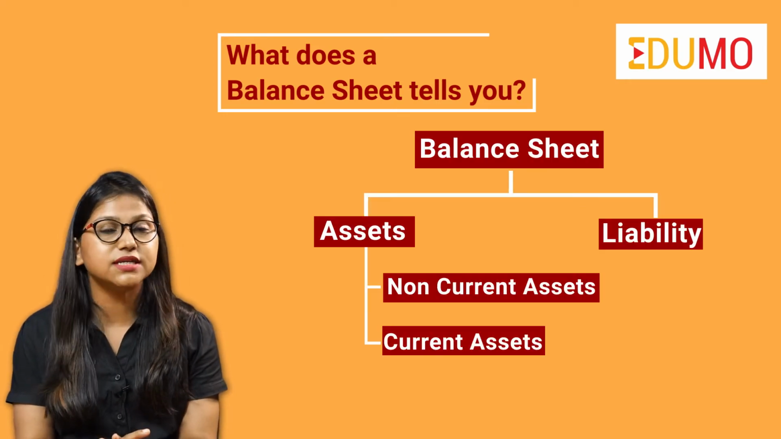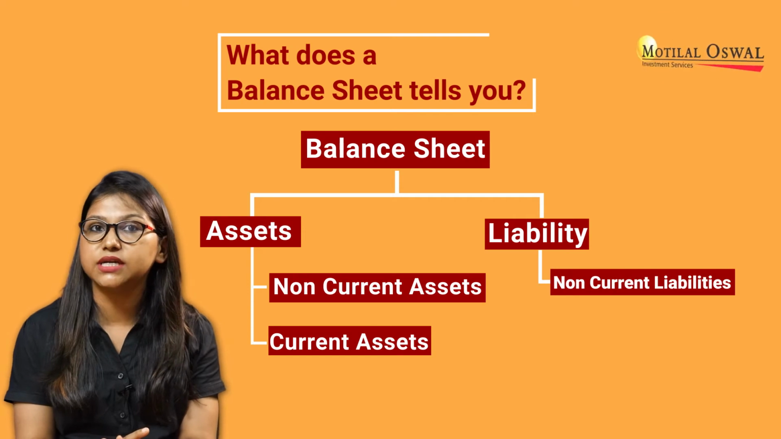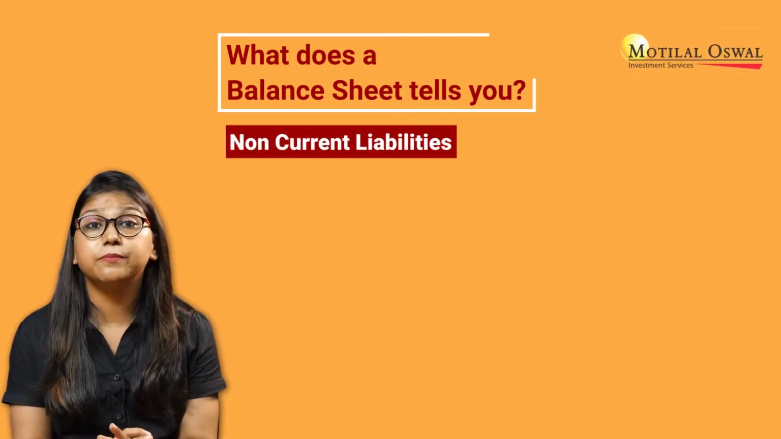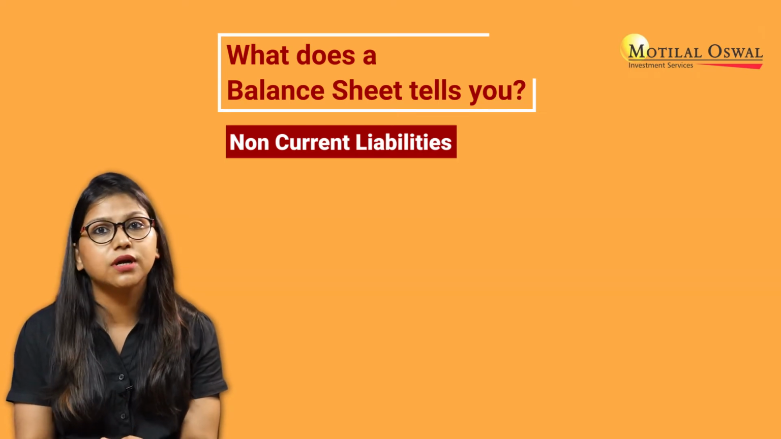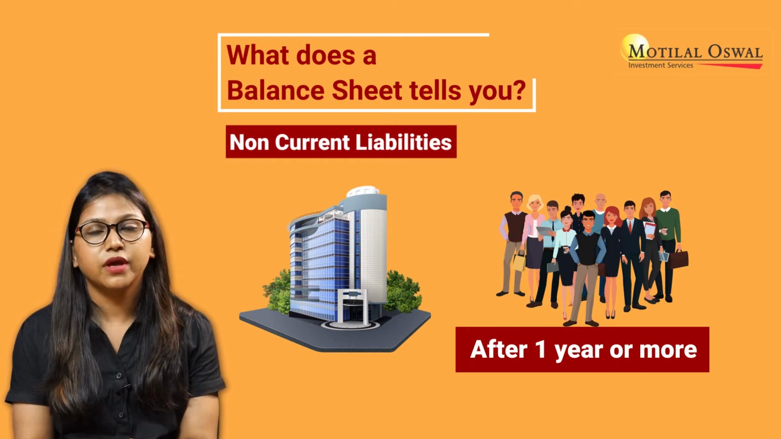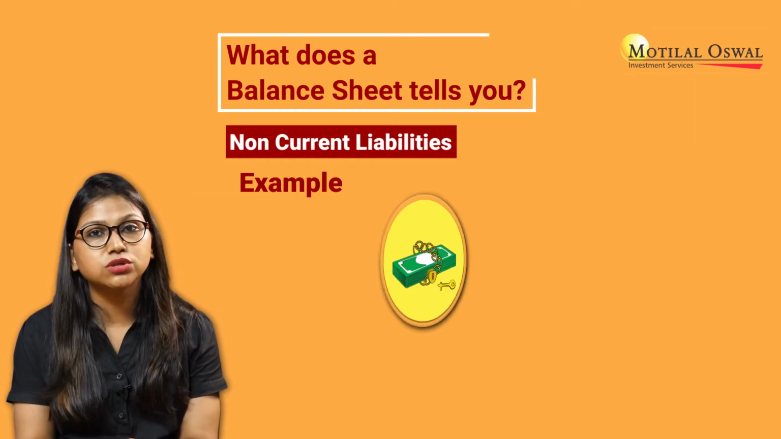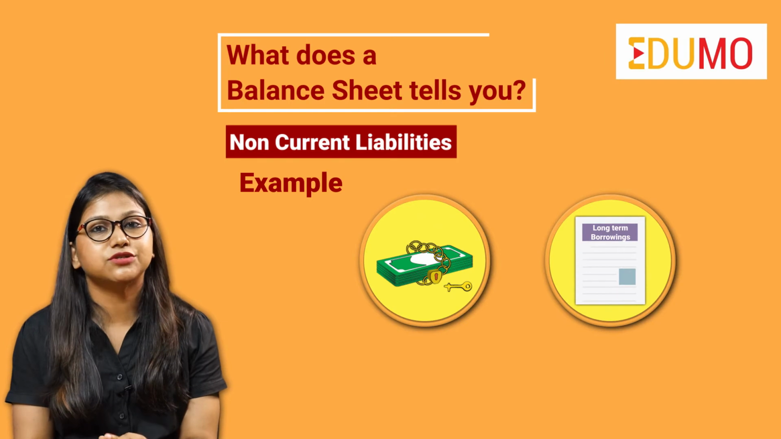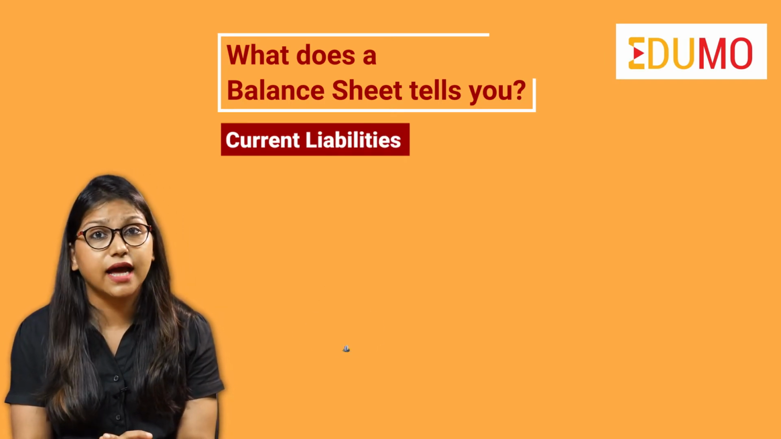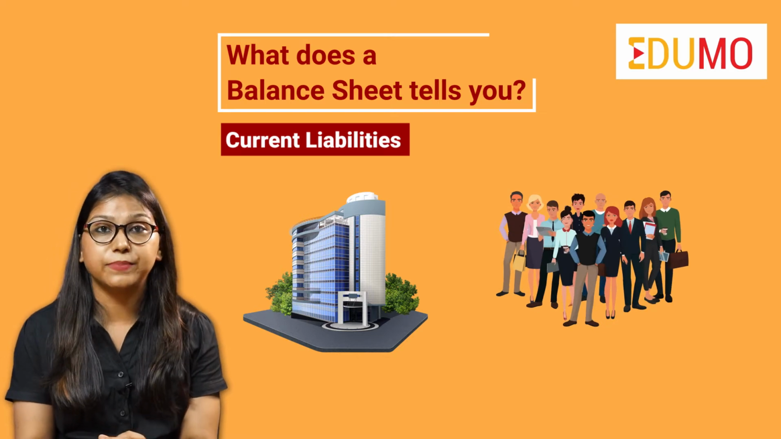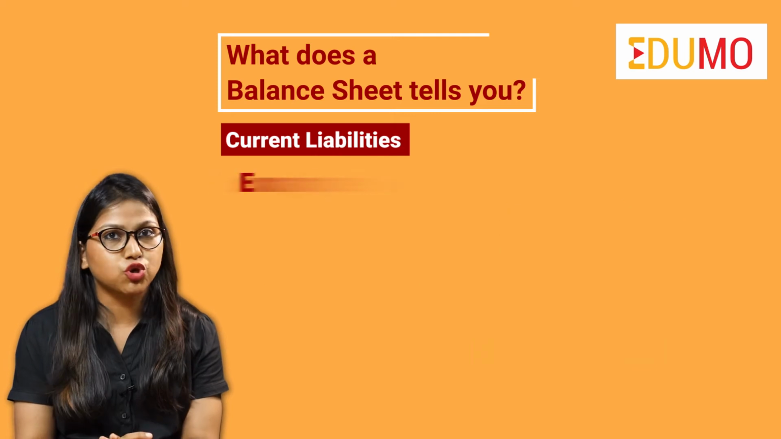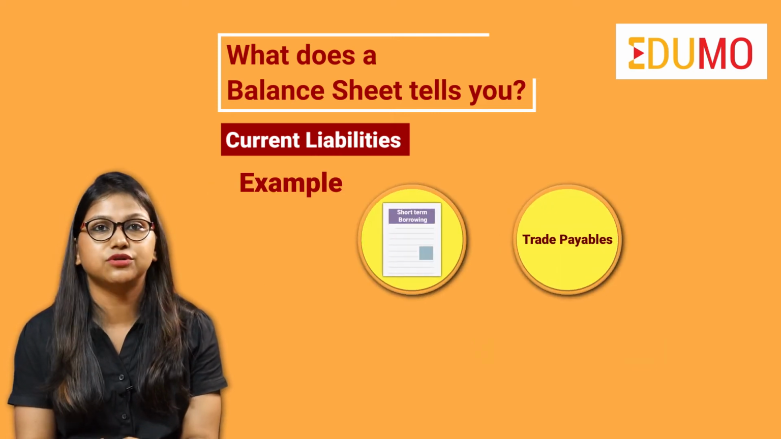Similarly, liabilities are divided into non-current liabilities and current liabilities. Non-current liabilities represent that part which the company repays to its lenders after 1 year or more. For example, secured loans, long-term borrowings, etc. On the other hand, current liabilities represent that part of money which the company has to repay within a period of 1 year. For example, short-term borrowings, trade payables, etc.